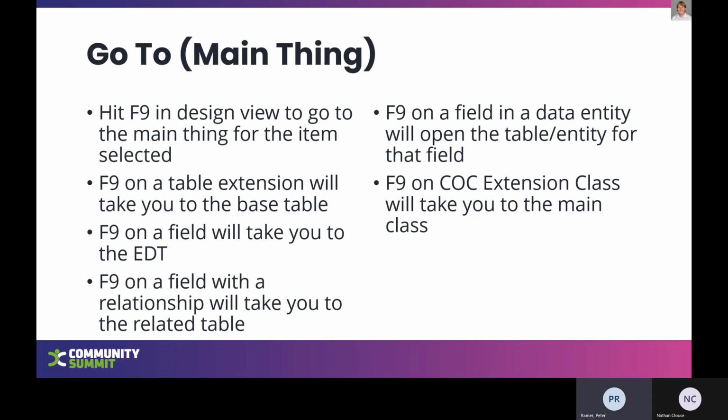Okay, so go to main thing. This can be really useful. You can hit F9 in design view to go to the main thing for an item selected. Or F9 on a table extension will take you to the base table. F9 on a field will take you to the EDT. F9 on a field with a relationship will take you to the related field.